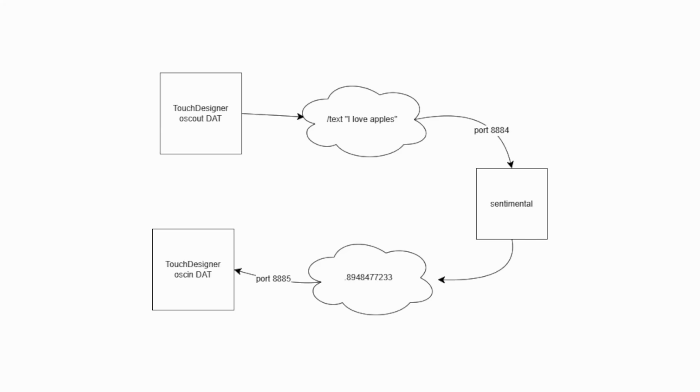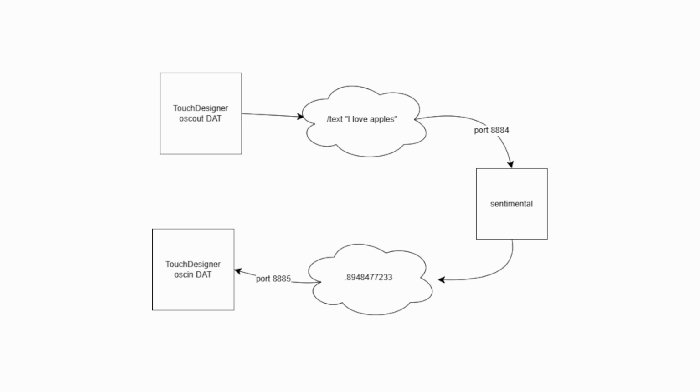Hey, this is a quick video to show you how to use this thing that I created called Sentimental. It's a command line program that is an OSC server and client. It takes a string, like "I love apples" in this case, does some sentiment analysis on it, and then returns through OSC again a decimal number that represents kind of what the sentiment is. If it's a negative number, it's a negative sentiment. If it's positive, it's positive. So the way it works is like this diagram shows.